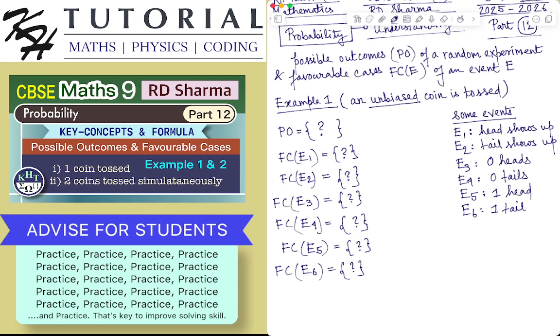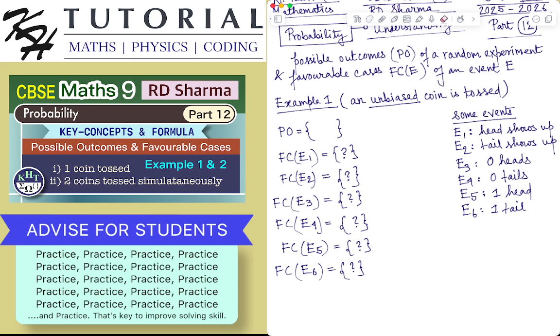Anyway, so example 1, the experiment is we are tossing an unbiased coin. The first thing we need to understand is what the possible outcomes are. I am denoting the possible outcomes with PO, and I will represent the possible outcomes of a random experiment with a set. As you can see, as of now I have written a question mark. I will fill in all the possible outcomes of the random experiment of tossing an unbiased coin.